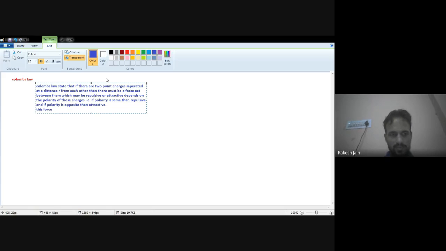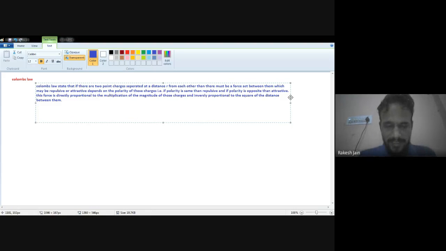This force is directly proportional to the multiplication of the magnitude of those charges and inversely proportional to the square of the distance between them. This is known as Coulomb's law.